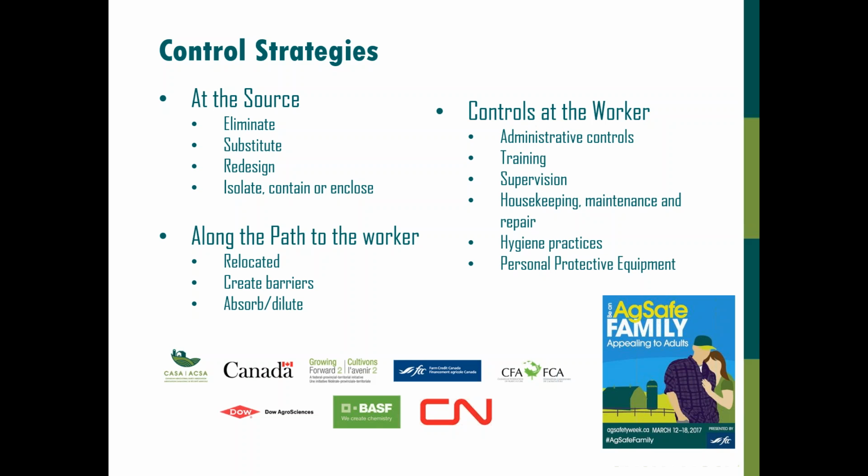That may mean relocating the hazard source, creating barriers between the worker and the hazard, or absorbing and diluting the hazard before it gets to the worker. The third level of control can occur at the worker. Those levels of control at the worker may include administrative controls, which are operational policies and procedures. They may include additional training for the worker, supervision to ensure the worker is completing the task in the fashion in which they were instructed to do so, housekeeping, maintenance and repair, hygiene practices, and the utilization of personal protective equipment to control that hazard from impacting the worker.